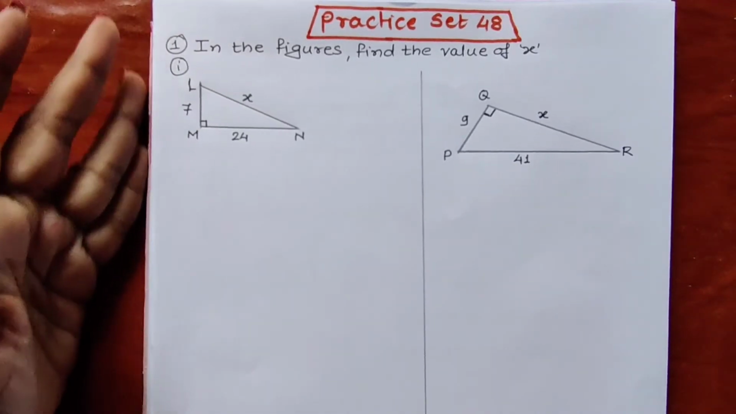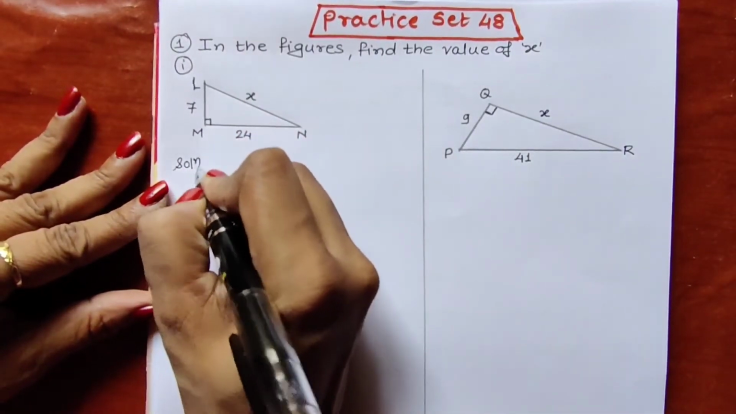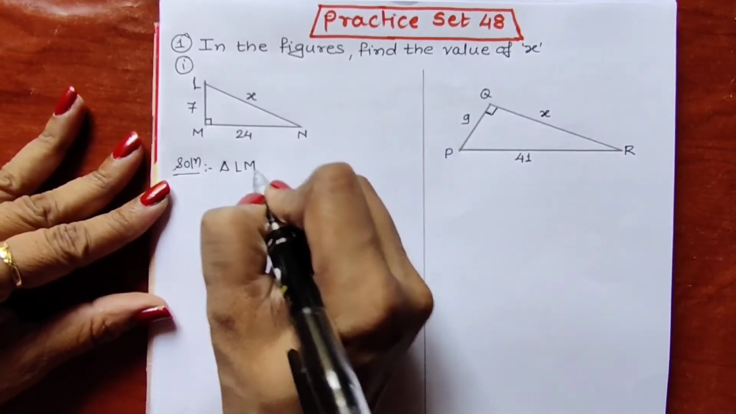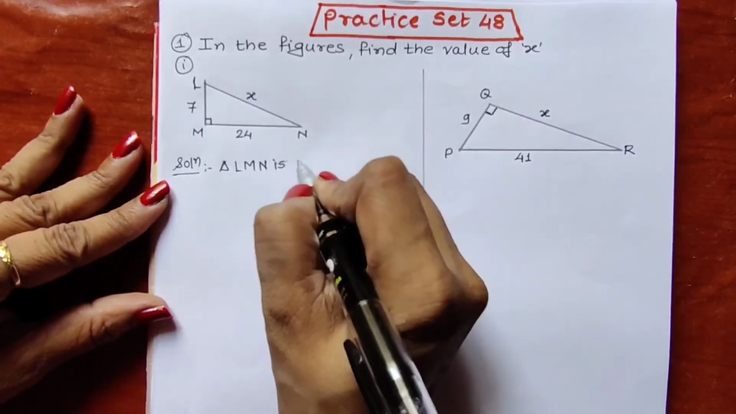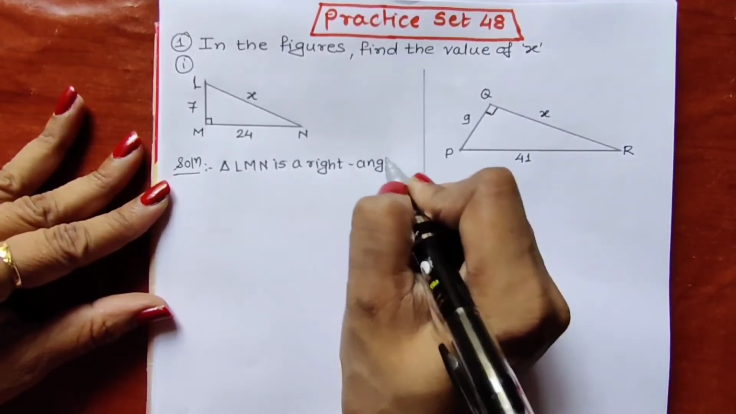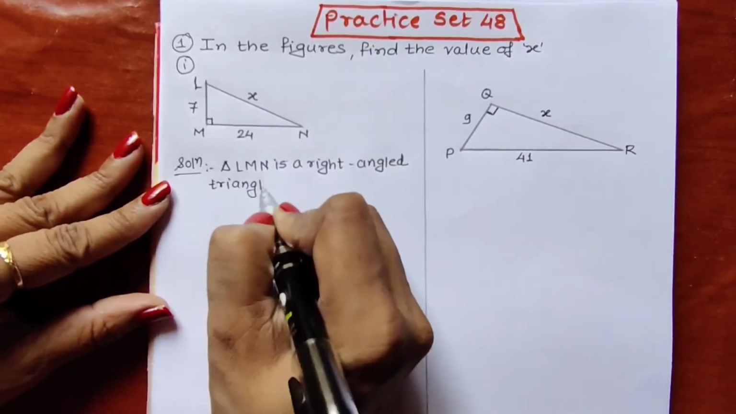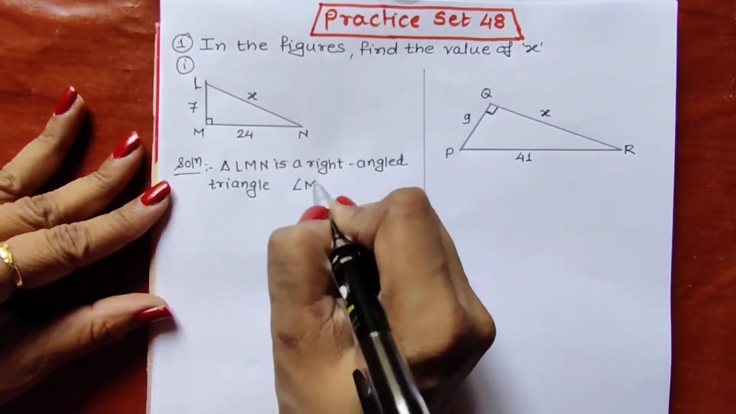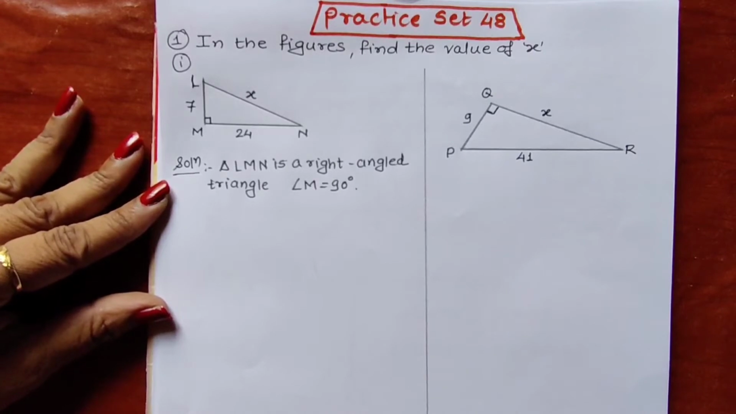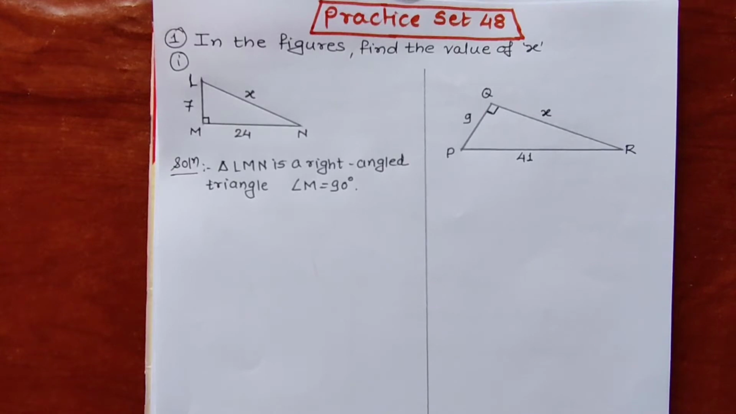So we start writing solution by writing the name of triangle. In solution, we first write the name of triangle. Triangle LMN is a right angle triangle. And which angle is of 90 degree? Angle M is equal to 90 degree. So in this way, first statement we have to write about the name of right angle triangle, and then we have to write the name of right angle, name of 90-degree angle.